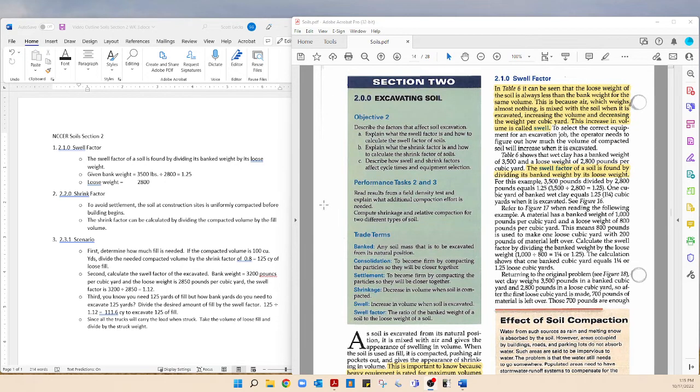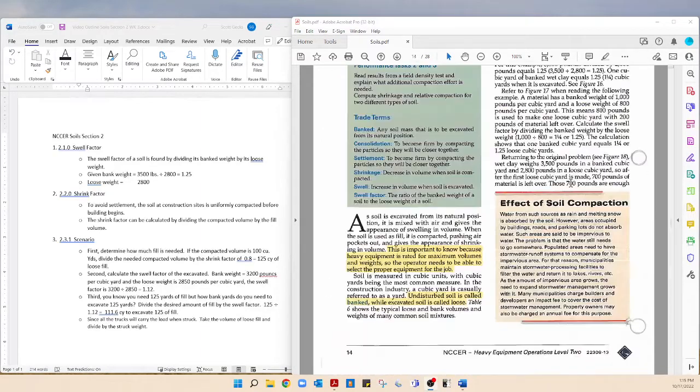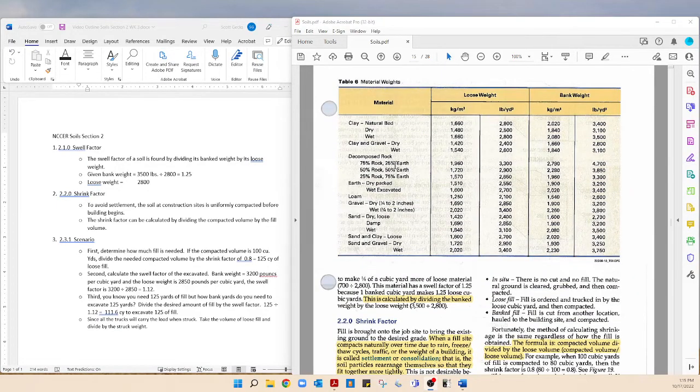Starting up here at the top with the swell factor, it talks about table 6. Table 6 shows the loose weight of the soil is less than the bank weight, and that's because it's got voids in it. We'll go down and take a look at table 6. I don't think it's too far away. There. As you can see, the loose weight of all of these different types of soil, in pounds per cubic yard, is less than the undisturbed weight of the soil, the bank weight.